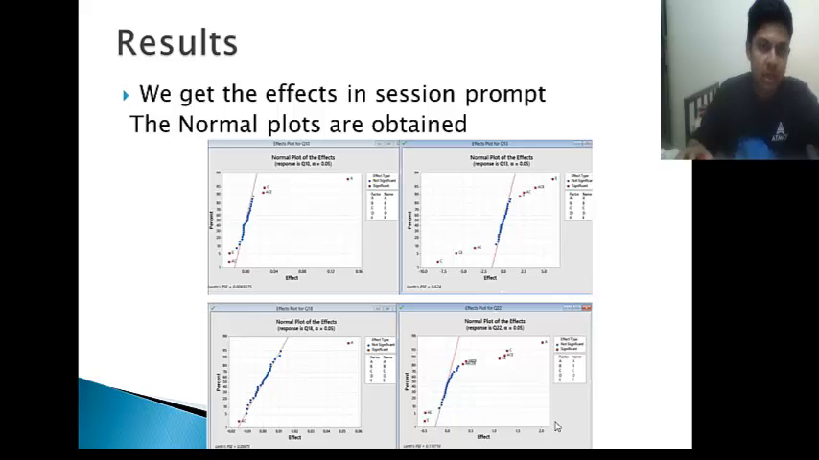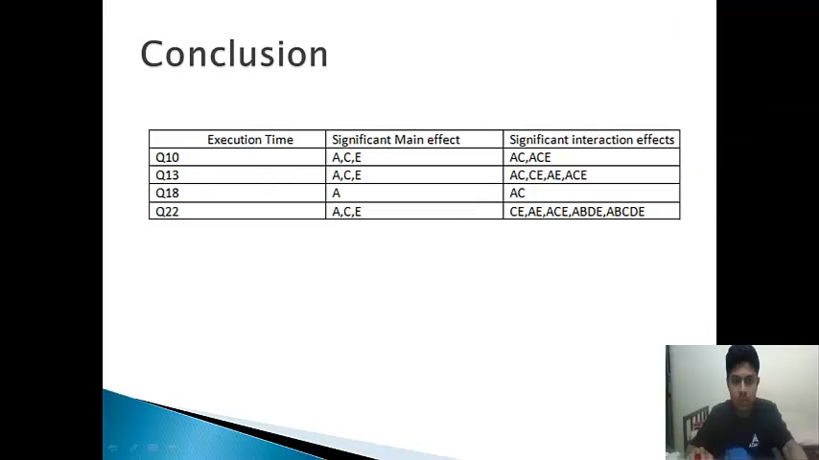For discussion, I have only taken the normal plots. From the normal plots, we got to know about the significant effects, in which we get the significant main effects and significant interaction effects. We can conclude about the significant interaction effects as in the table, but we cannot say anything final about the significant main effects, as they may be due to the interaction, and we can get the extent of the significance by the Pareto analysis.